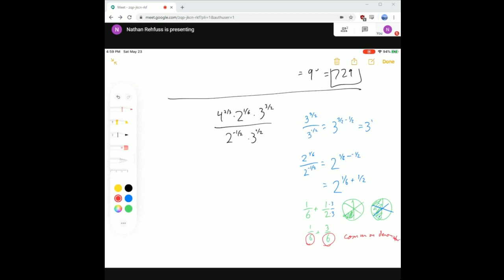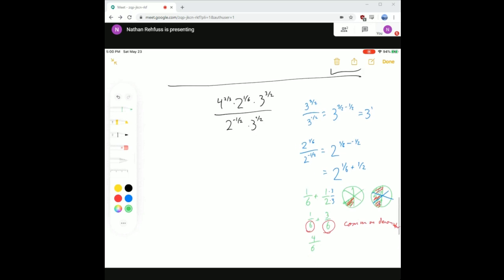And what that means is I can directly compare them. I've got 1 slice here, 1, 2, 3 slices here. So that's apples and apples. Altogether, that's 4 sixths. Now, both of those are even numbers, so I can cancel a 2 out of the top and bottom. My final answer is 2/3. So 1/6 plus 1 half is 2/3.